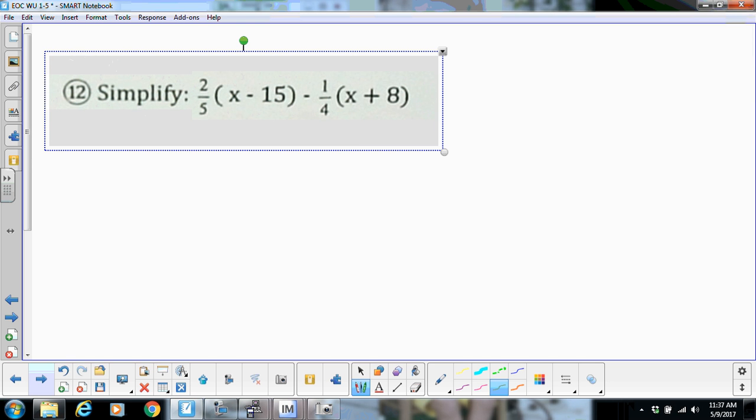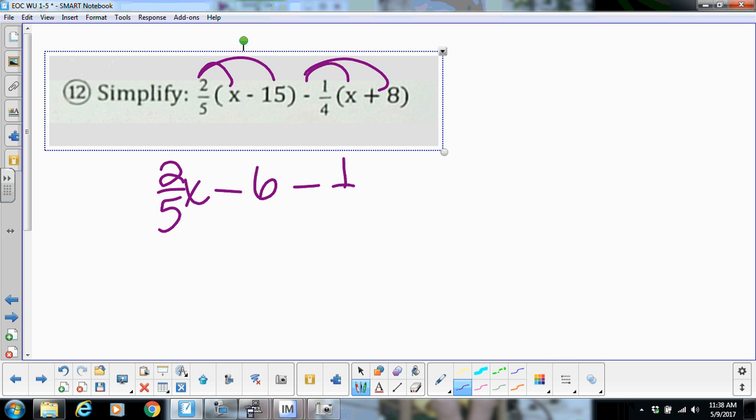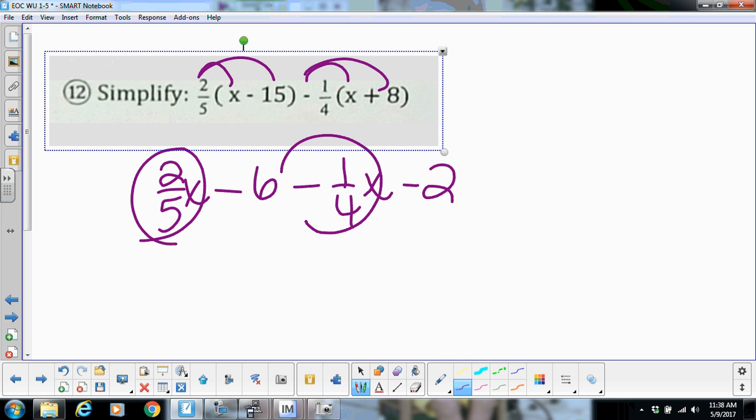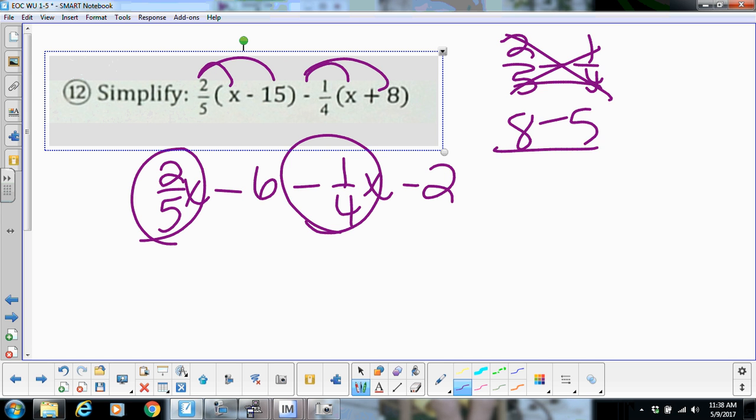And then the last problem I'm going to do is problem number 12. Okay, this was on your weekly homework. 2/5 x. 2 times 15 is 30. 30 divided by 5 is 6. 1/4 x. 1 times 8 is 8, divided by 4 is 2. So that's going to be a minus 2. So now you just have to add 2/5 minus 1/4. So that's going to give me 3 over 20x minus 8.